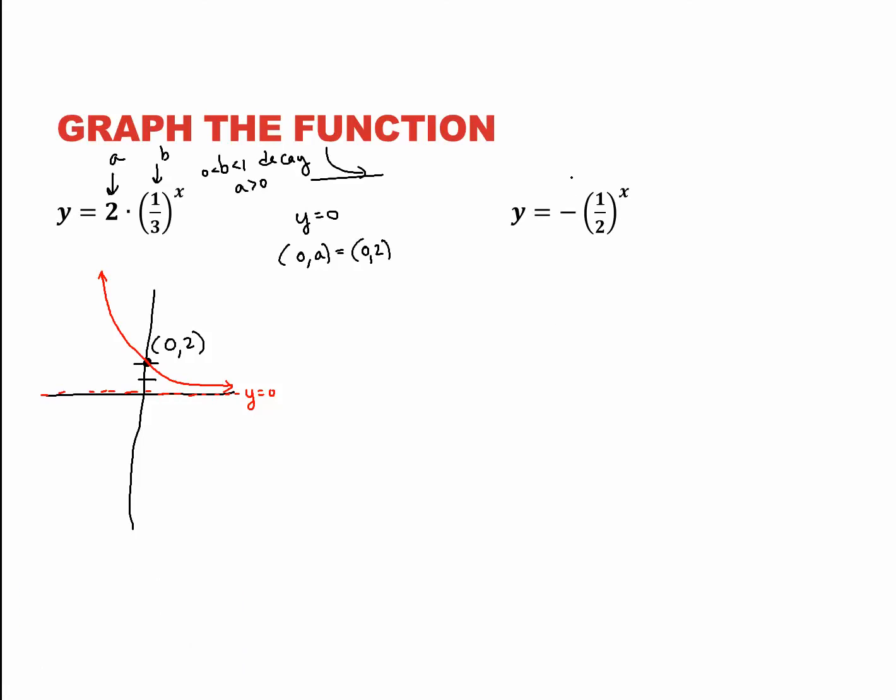The next one, a equals -1, and b is 1/2. The fact that it's 1/2 tells you that it's decay. This is between 0 and 1. The fact that a is negative tells you that it's reflected decay. I always think about it: if decay is going to be this, then reflected decay is going to be this. So my graph is going to look like this, under the asymptote.